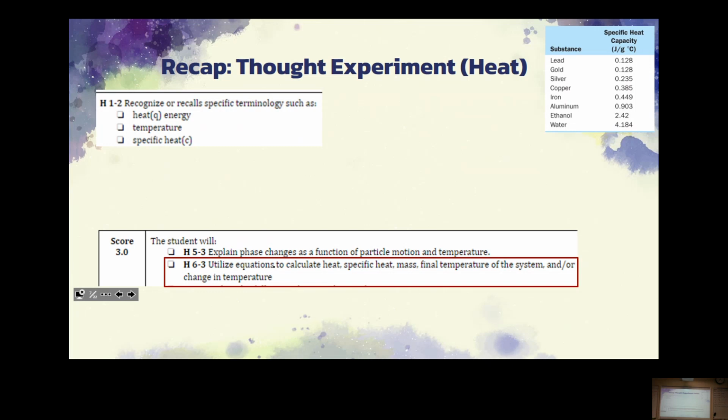So the recap of our thought experiment, I want to make sure we're all on the same page. Heat energy is the amount or quantity of hotness, which is different from temperature, because temperature is the degree of hotness.